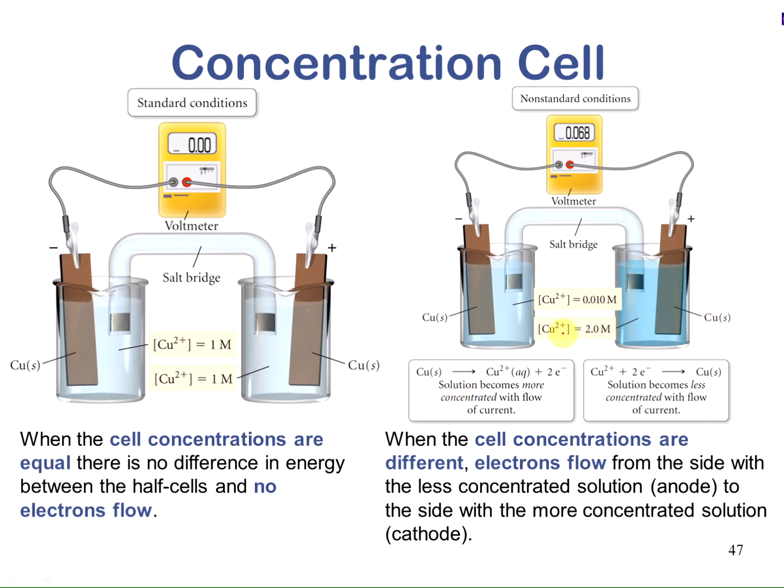So the oxidation occurs with the less concentrated, so that it becomes more concentrated as the flow of electrons happens. And the higher concentration is going to be at the cathode, because at the cathode is where reduction happens. Since reduction is happening, it goes from copper 2+ to 0, so the copper 2+ concentration is going to go down. So the less concentrated one is where the anode is, because the concentration has to increase. And the more concentrated one is at the cathode, because the concentration has got to go down. So when the cell concentrations are different, electrons flow from the side with the less concentrated solution, the anode, to the side with the more concentrated solution, which is the cathode.